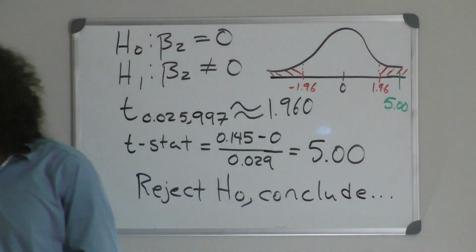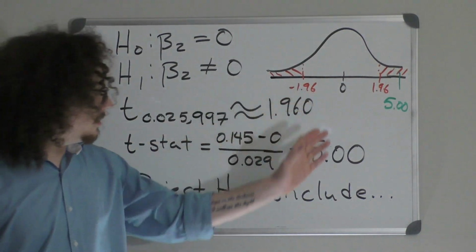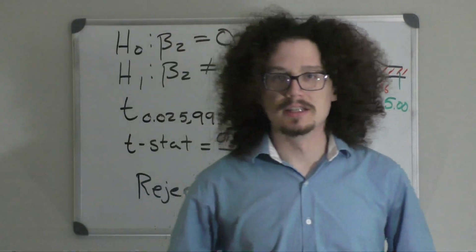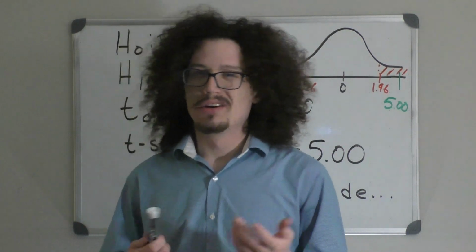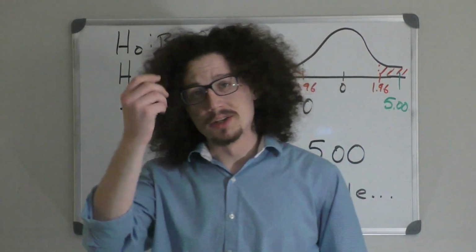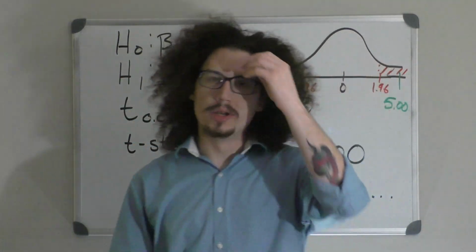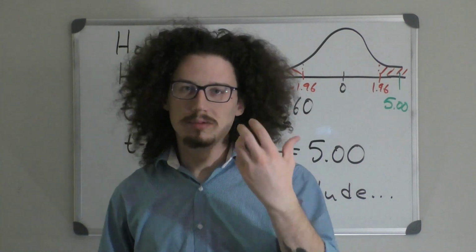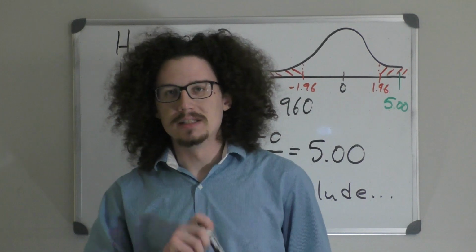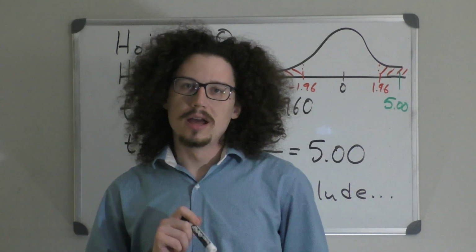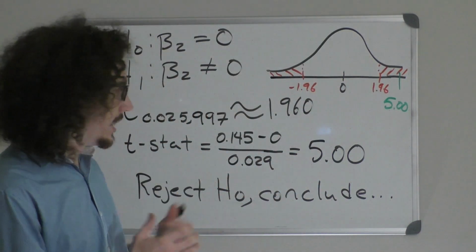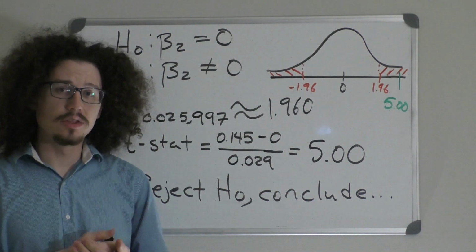All right, I don't really have enough room to write the conclusion, but the conclusion would be that years of experience has a statistically significant effect on hourly wages. There are a couple of ways you could say that. You could say, reject the null hypothesis, conclude that beta 2 is significant. But if you wanted to put it into a little bit more plain English, reject the null hypothesis, conclude that years of experience does have a statistically significant effect on hourly wages, would probably be the simplest way to put that. All right, but that is a test of significance.